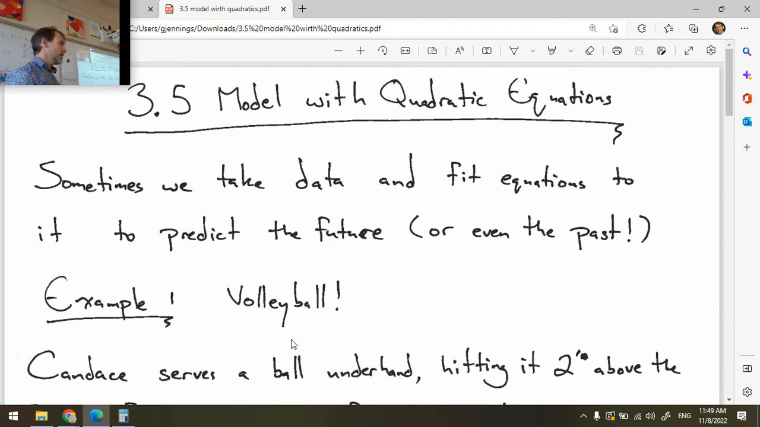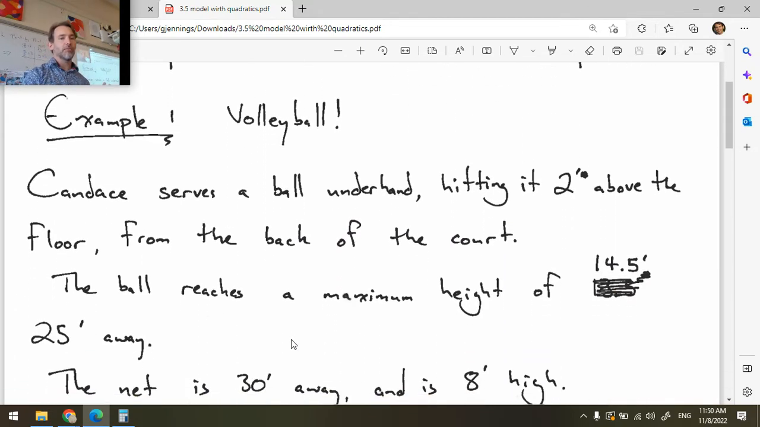So taking a data set and then modeling that with a quadratic equation, what that can allow you to do is, if the data is indeed quadratic, predict the future or even have some insight into what might have happened in the past. So let's take a look at some ways that we might do that.